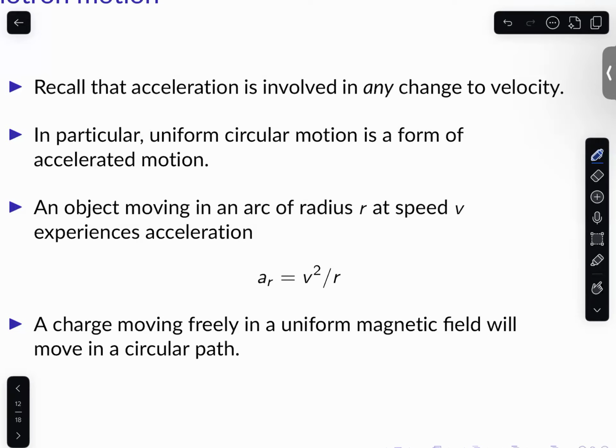Acceleration in the forward direction, speedy uppy. Acceleration in the backward direction, slowy downy. Acceleration in the sideways direction, turny turny.